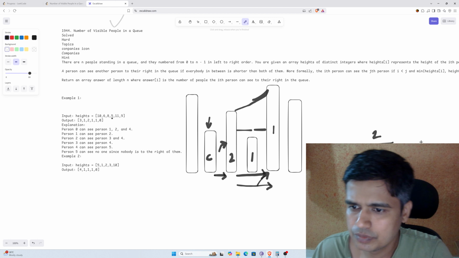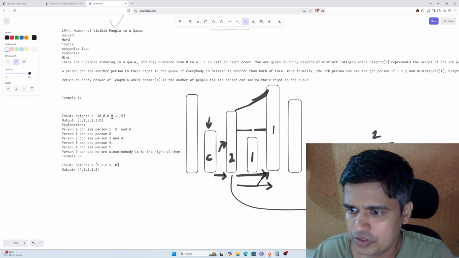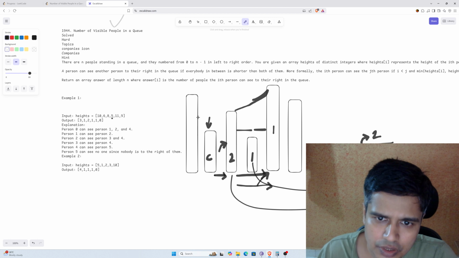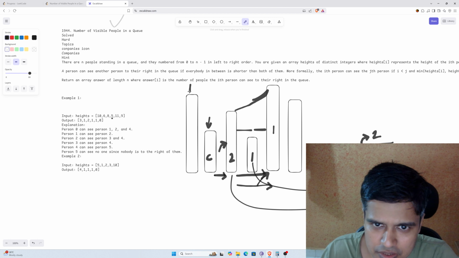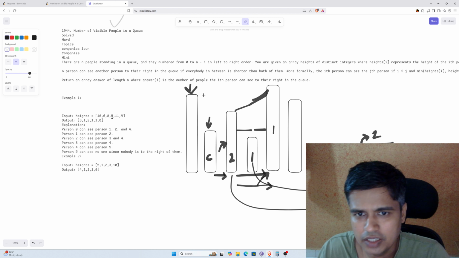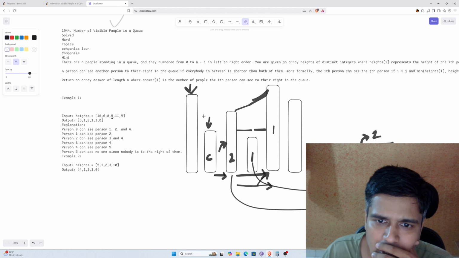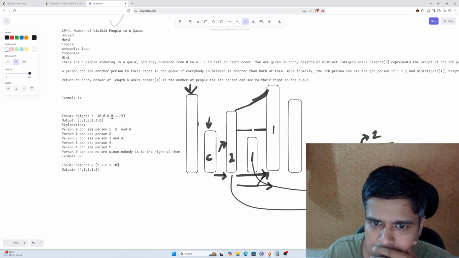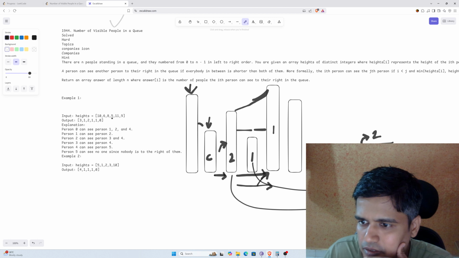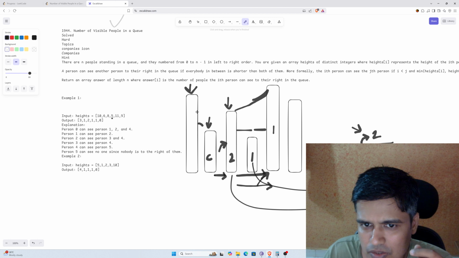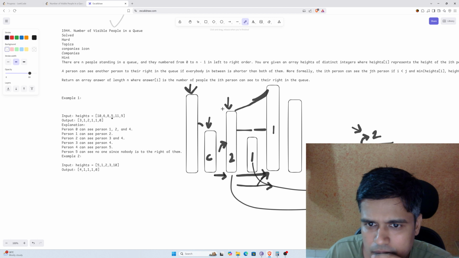Actually, consider this guy over here and this guy over here. Now when I check this as the current person, how far can he see? He can see this person beyond this because he is shorter than this. So he can see this position. He can see this person also because he is shorter than this.